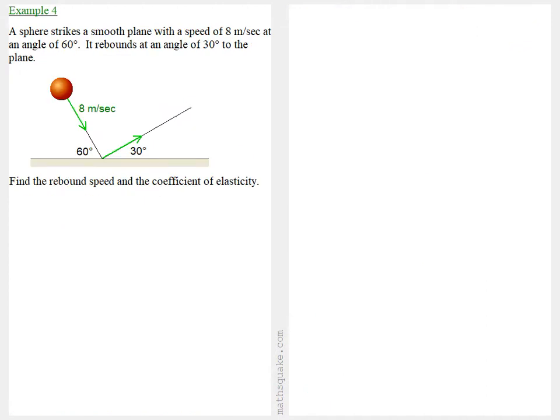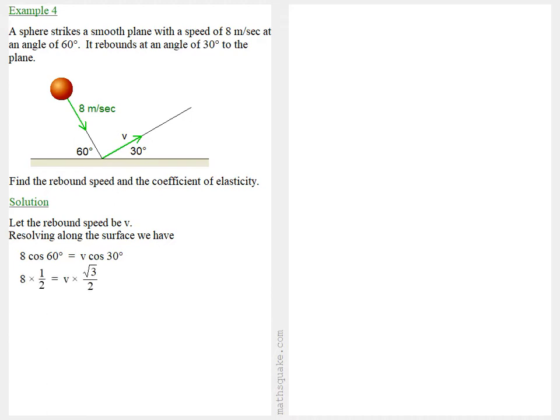Example 4. A sphere strikes a smooth plane with a speed of 8 meters per second at an angle of 60 degrees. It rebounds at an angle of 30 degrees to the plane. Find the rebound speed and the coefficient of elasticity. Well, to solve this, let the rebound speed be v. Resolving along the surface, we have 8 cos 60 equals v cos 30.